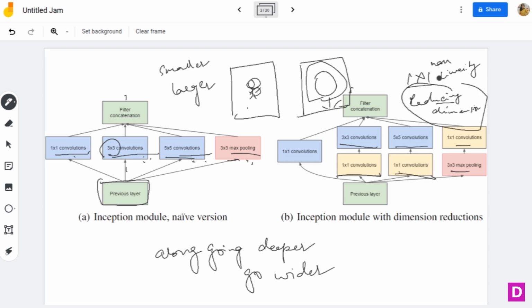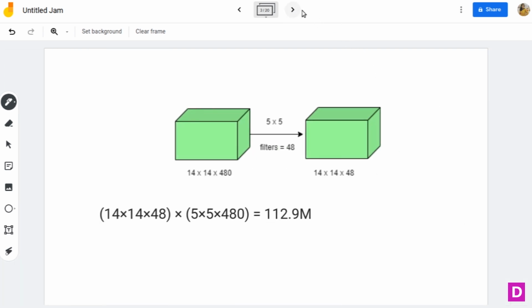Now I will explain how this is happening, because you might be thinking, we are adding another convolution layer, how can that decrease the dimensions? It should increase, right? Here we have a very good example. We have this input layer of 14 cross 14 cross 480, and you have 48 filters, and we are directly doing a 5 cross 5 convolution, and we are getting 14 cross 14 cross 48, 48 being the number of filters. If you remember, this is how it happens. That means the padding is same.